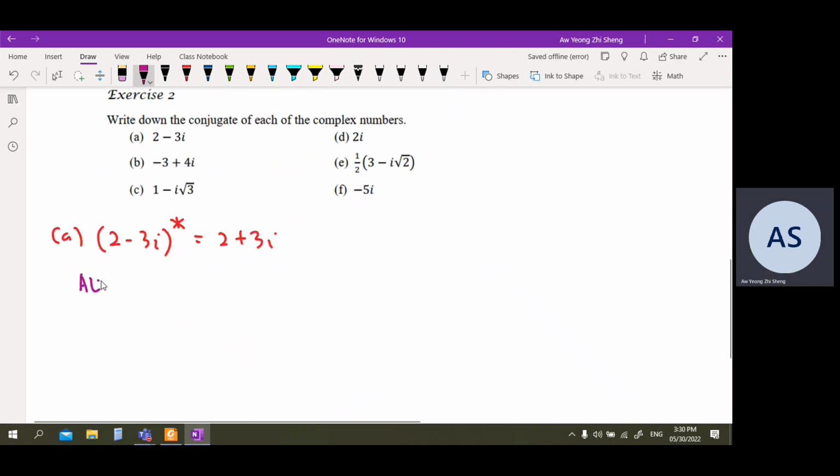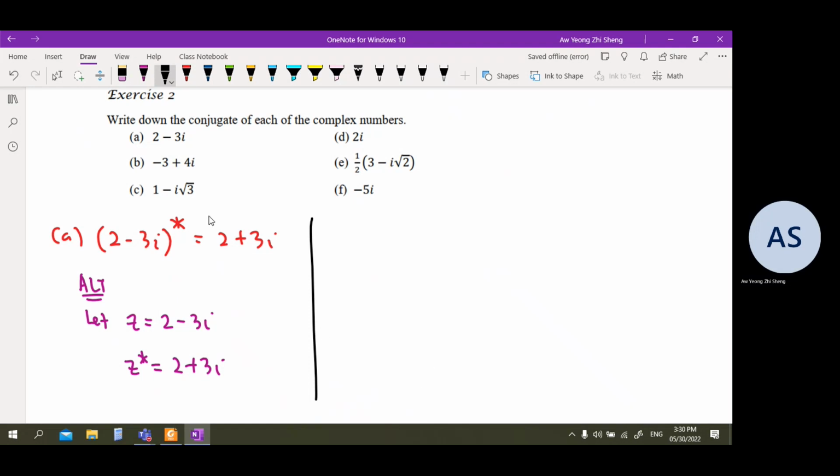Another way to present your answer is to introduce the notation Z to represent the original. So if you let Z be 2 minus 3i, then Z star will be 2 plus 3i. So you have two ways to present your answer, either in red or in purple. To write down the conjugate is very easy. The real part, in this case the number 2, would remain unchanged, while the imaginary part will have the sign reversed, and negative 3 becomes positive 3 for the coefficient of i.